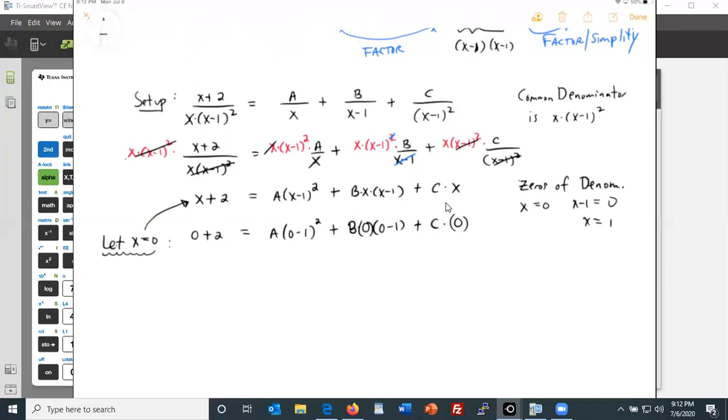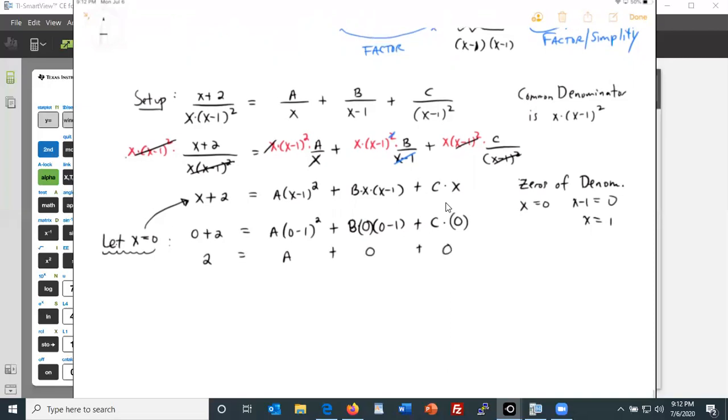I'm sure you're noticing the reason why we get the zeros of the denominator is because when you plug in those numbers, you get lots of things dropping out. So here we get 2 equals a times 1, so it's a, plus 0 plus 0, so a equals 2.